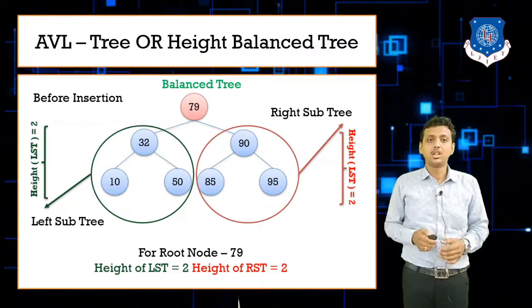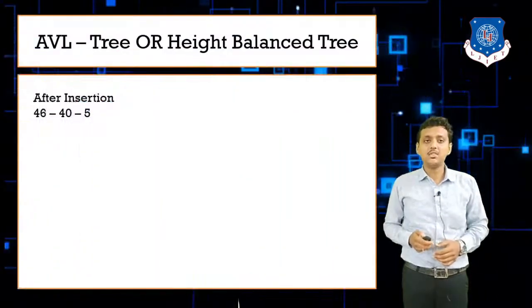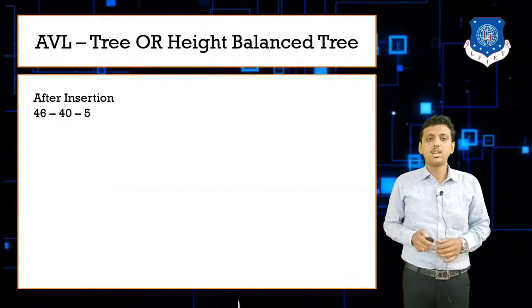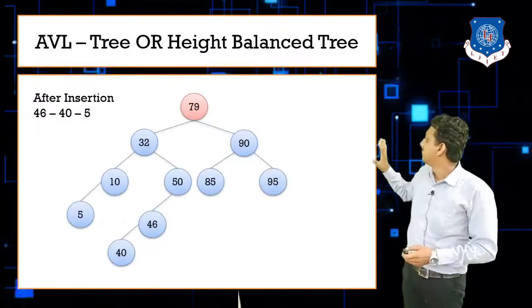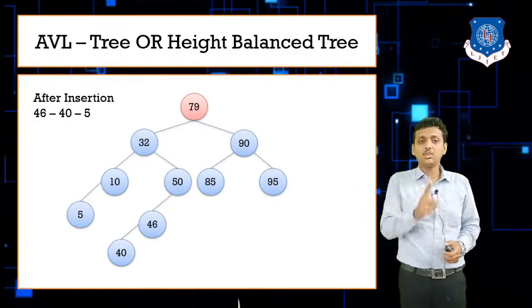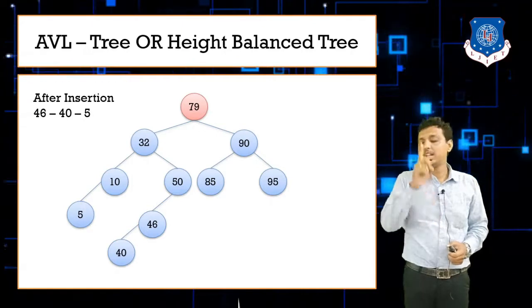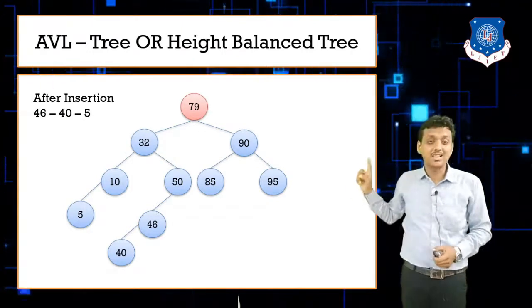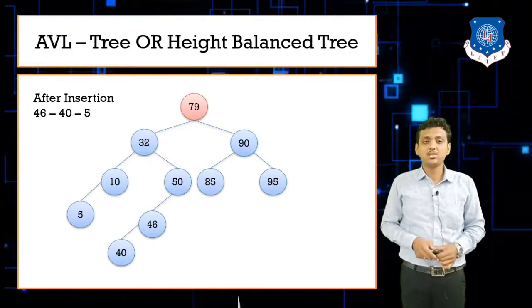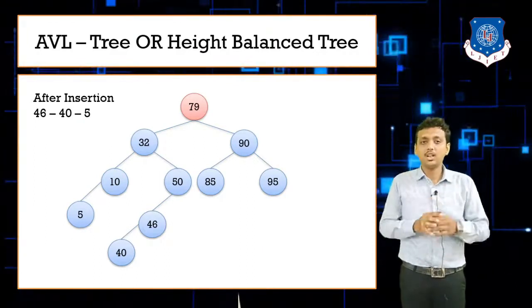Okay, now let me show something. The next we have is after insertion of 46, 40 and 45. Suppose this is my tree after inserting consecutively 46, 40 and 45 in our previous example. So what happens after inserting such things, students? Now we have a tree like this.